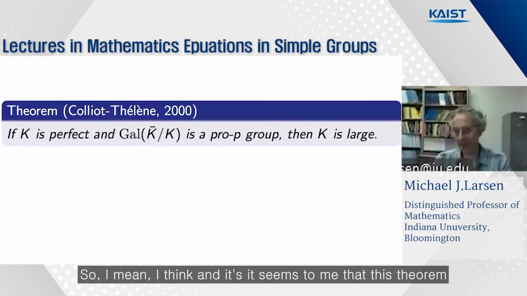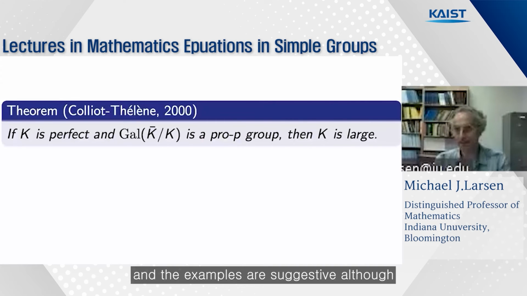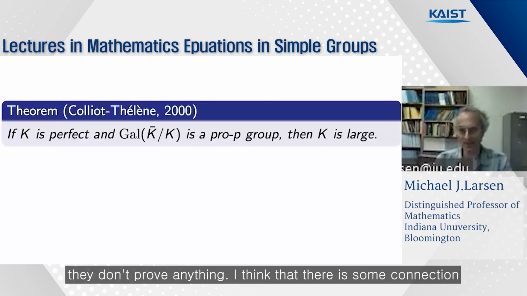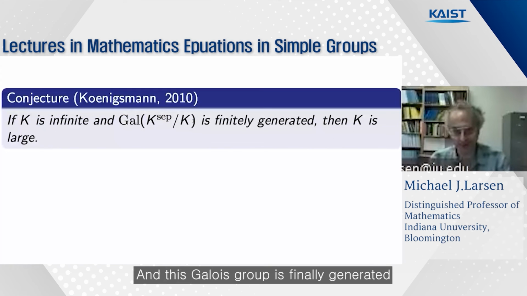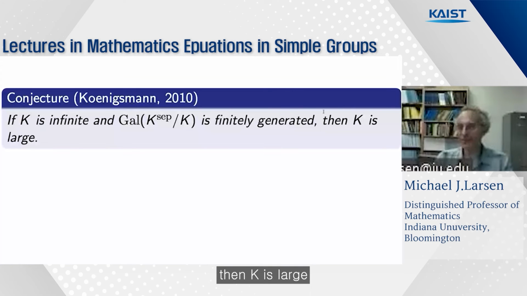I think that this theorem and the examples are suggestive, although they don't prove anything. I think that there is some connection between largeness and the absolute Galois group: if this Galois group is finitely generated, then K is large.